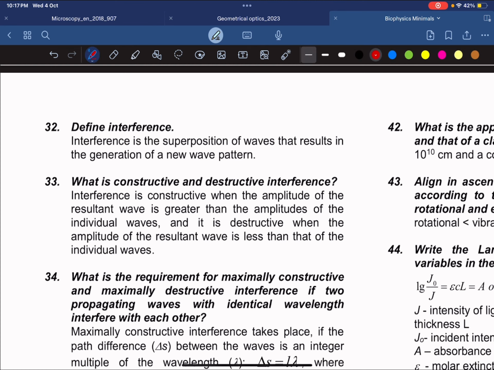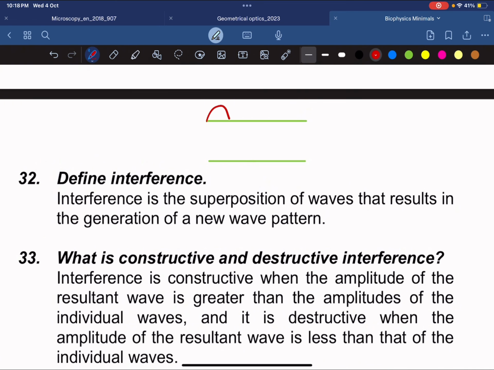I define interference in a very simple way. So you have two waves. Let's draw two waves here. Let's draw two lines here, two slim lines. Now we're going to draw a wave with constructive interference.